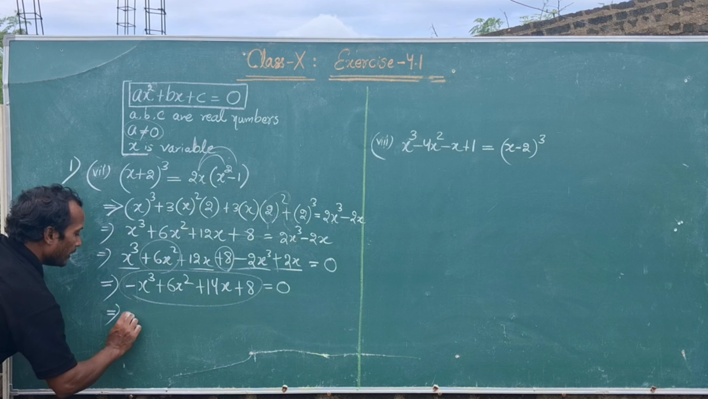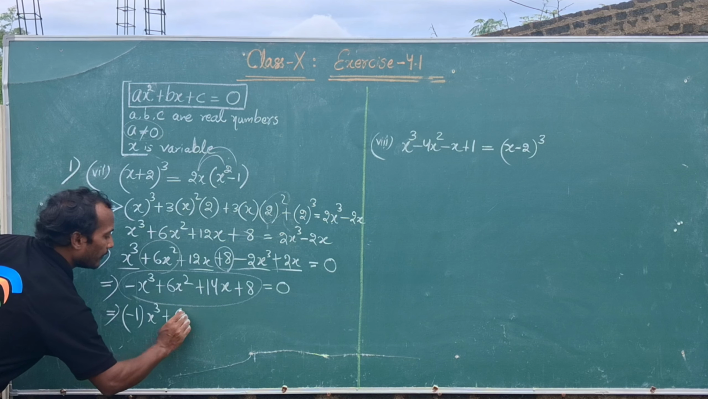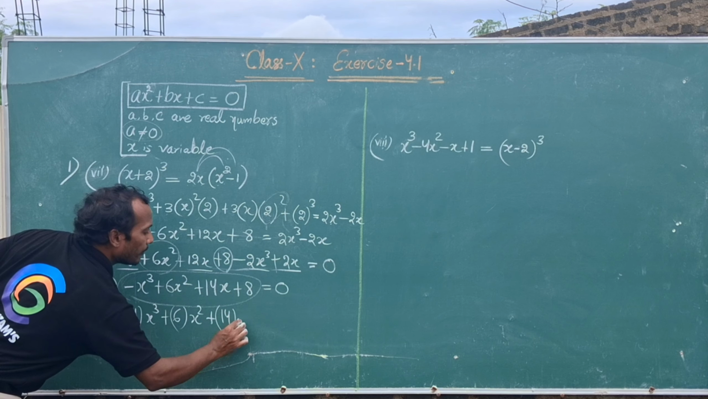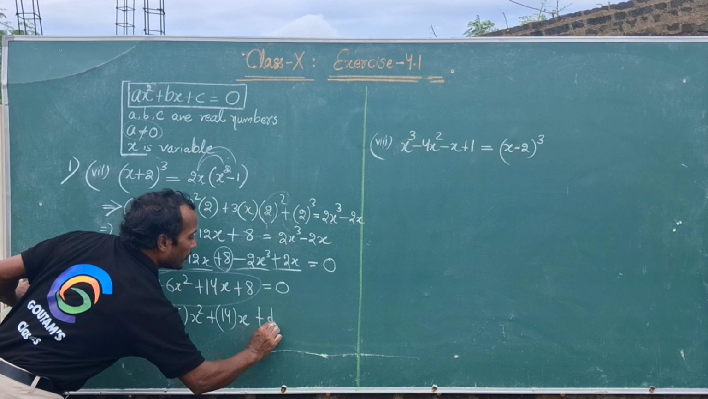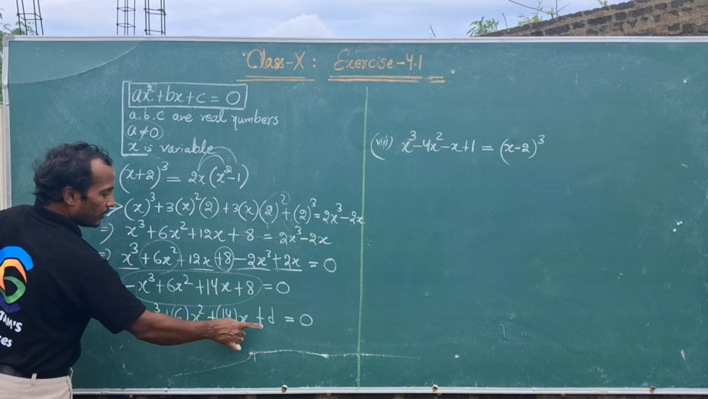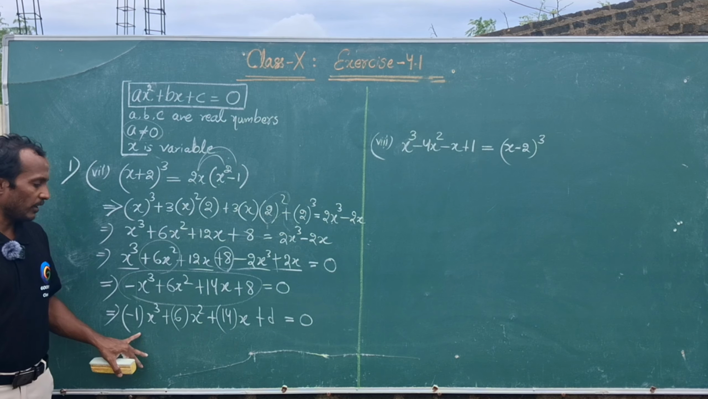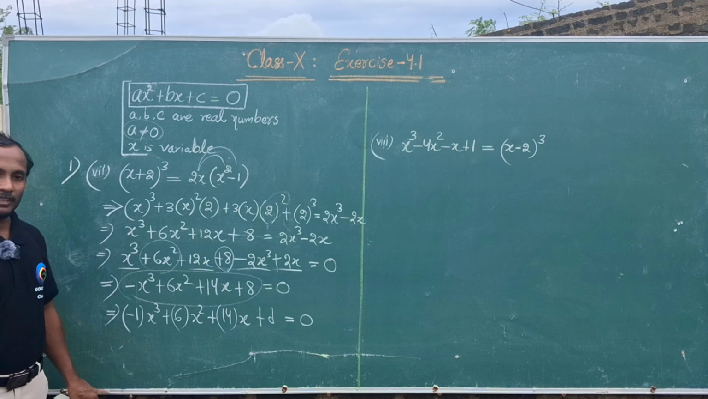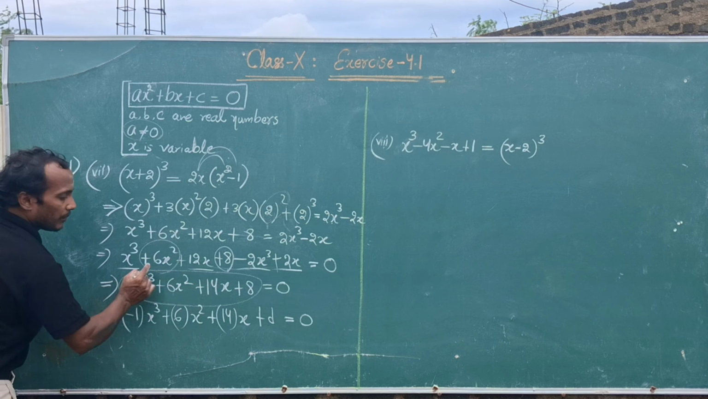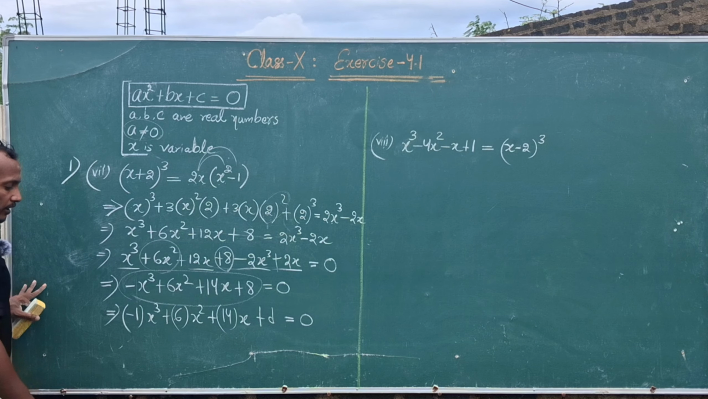You can write it like a is minus 1 and x cube, plus 6 is b and this is x square, plus 14 is c and this is x, and another term comes d. So we have ax cube plus bx square plus cx plus d is equal to 0. Actually this is the standard form of a cubic polynomial, cubic equation. So this is not a quadratic equation. You can declare that this simplified step is not matching with the standard form of a quadratic equation. So this is not a quadratic equation.